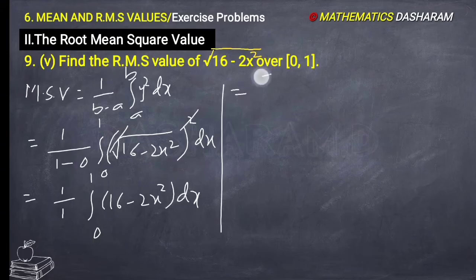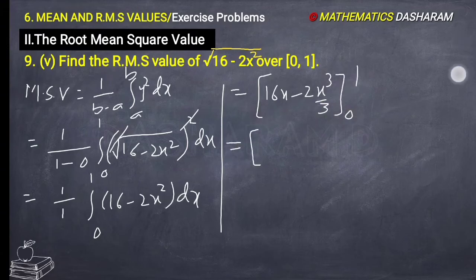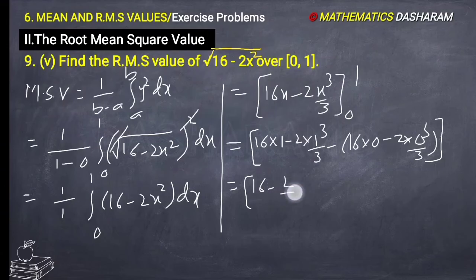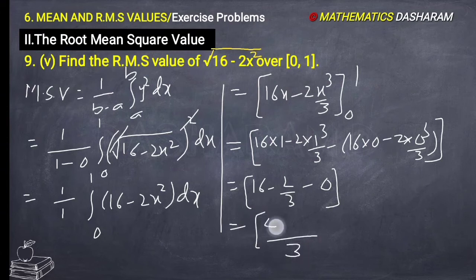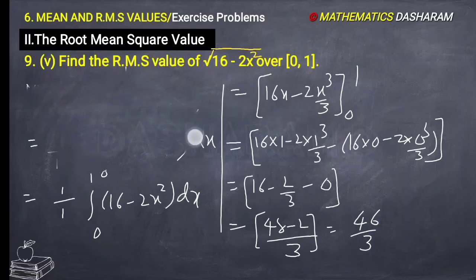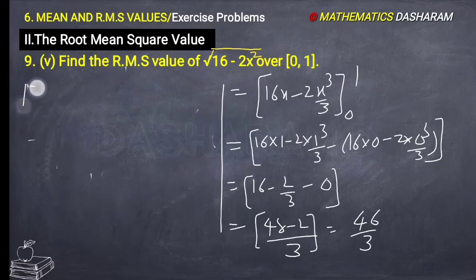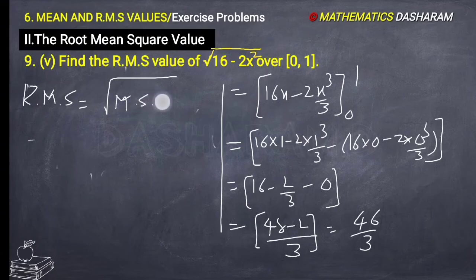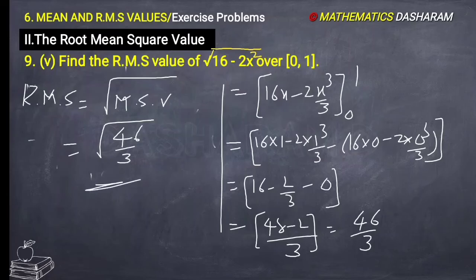So it is equal to 16x minus 2x cube by 3, 0 to 1. Substitute the upper and lower limits. Here 16 ones are 16, and here 2 by 3 minus 0 is the total. So 3 is the LCM, 48 minus 2, so 46 by 3. And then the RMS value is under root MSV. So under root 46 divided by 3 is our required answer.